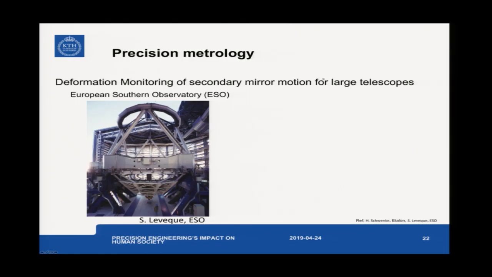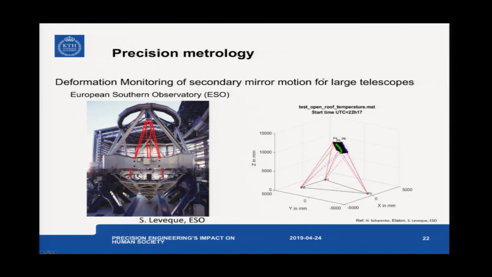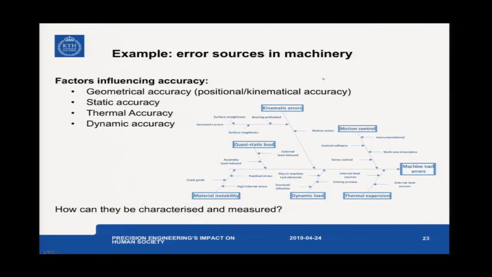Other application areas are large telescopes, where we see as an example here the ESO, European Southern Observatory, where you use precision metrology to identify the position between the large mirror and the smaller mirror there, the reflector. And by that, you can estimate, doing modeling, and identify if you need to do any compensation. So it's not only the manufacturing part, also the metrology. They are very tightly connected in this area.